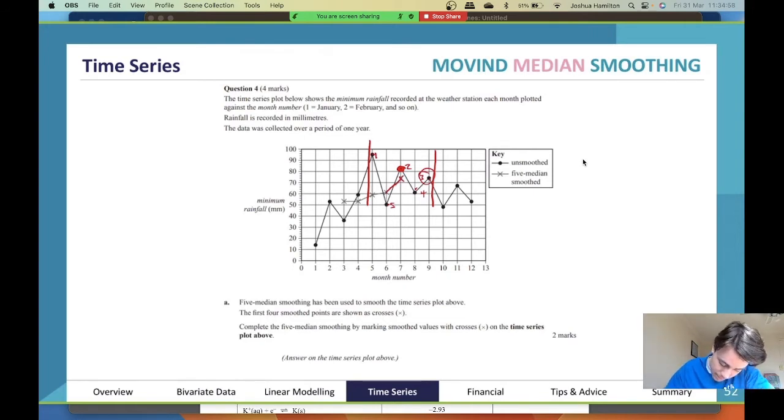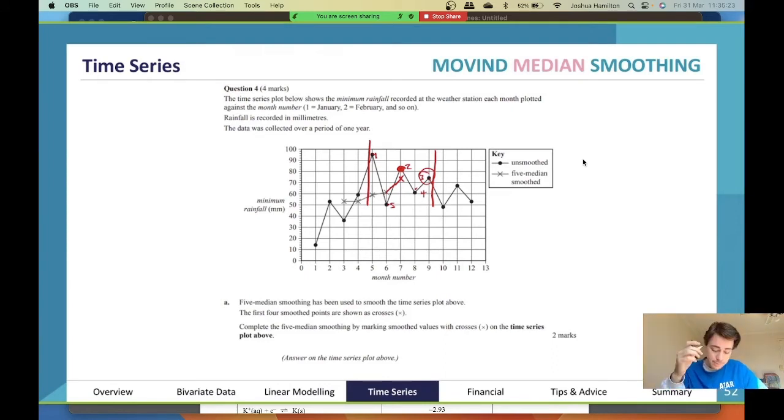That's where it would be. And that would be my data point there. So that's how you go about that there. So the question here is: 5 median smoothing has been used to smooth the time series plot above. The first 4 smooth means are the 5 median smoothing values with x crossed on the time series above, and then I'm assuming that they want you to go and do more of them. I'm not going to go ahead and do all of it, but that's essentially how you go about it.